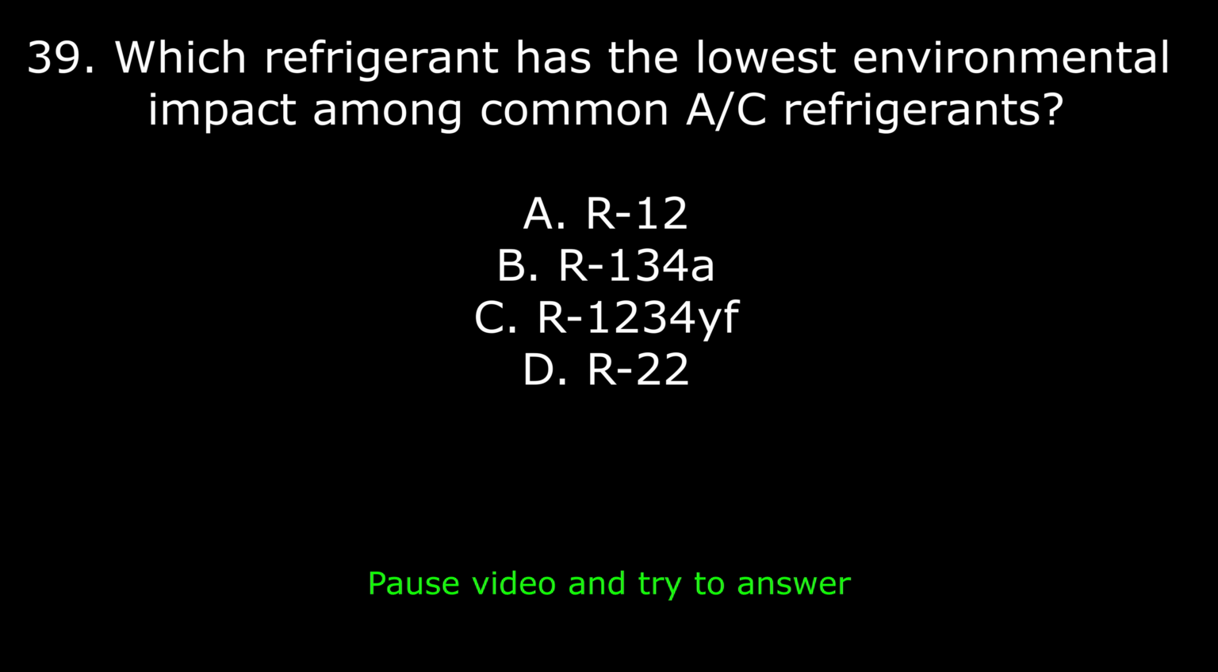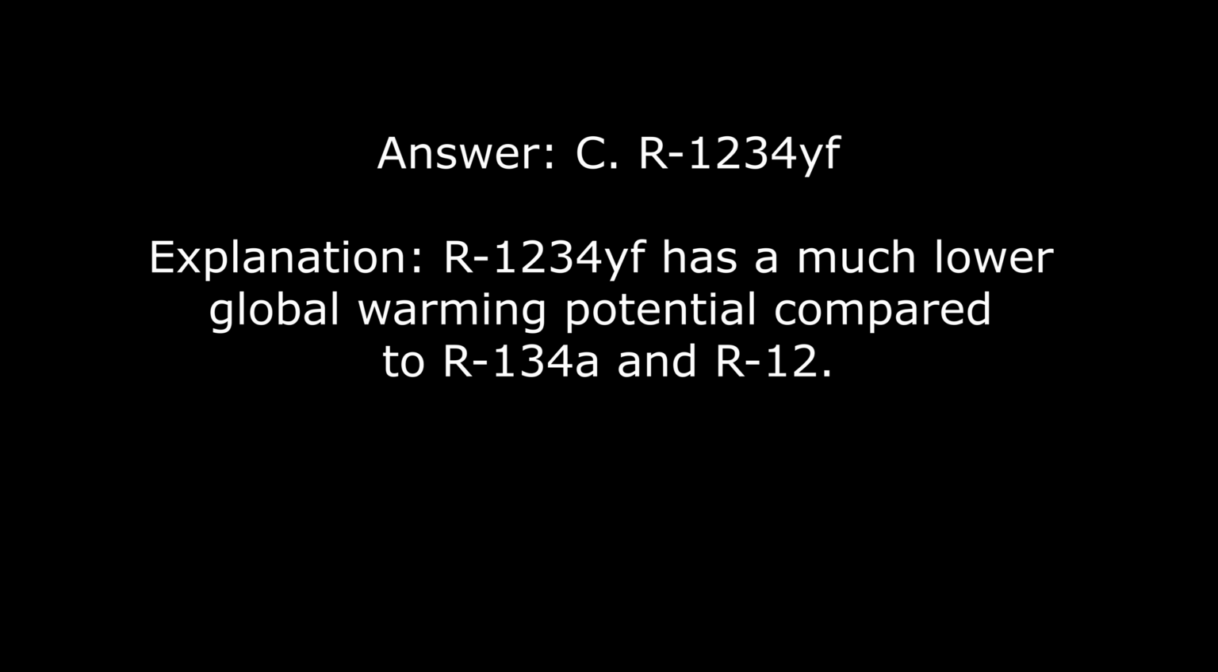39. Which refrigerant has the lowest environmental impact among common AC refrigerants? A. R12. B. R134A. C. R1234YF. Or D. R22. Answer. C. R1234YF. Explanation. R1234YF has a much lower global warming potential compared to R134A and R12.